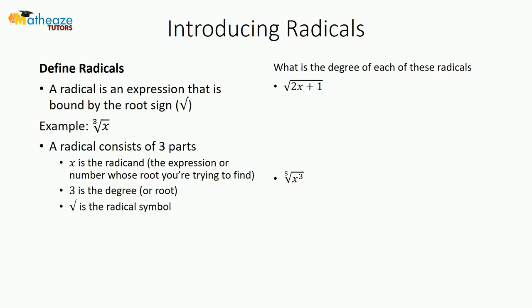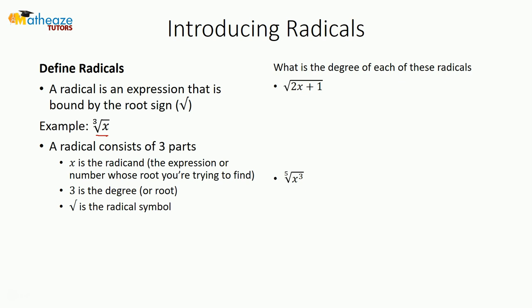So a radical is an expression that is bound by the root sign. Now let's look at this example here. This is an example of a radical. It consists of three parts. X, which is the number under the root sign, is called the radicand. 3 is the degree of the radical, and you have the radical symbol.